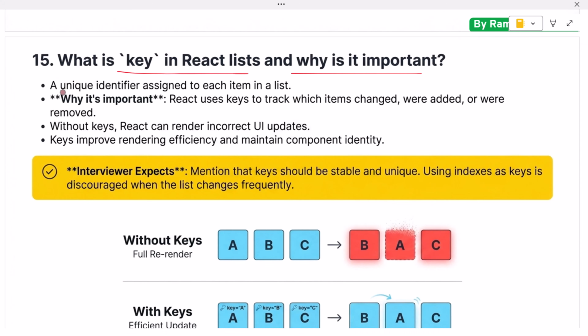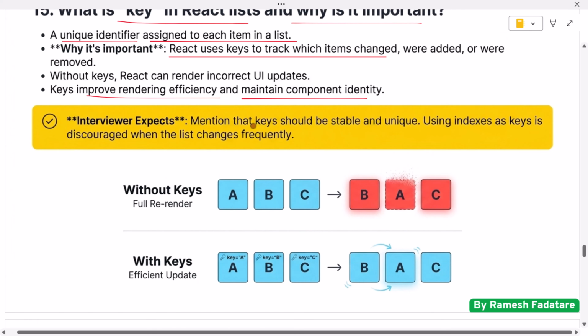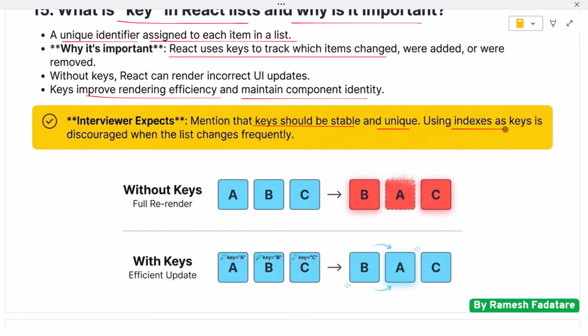A key is a unique identifier assigned to list items. React uses keys to track each element when rendering lists. Without keys, React cannot determine which items changed, were added, or were removed, resulting in incorrect UI updates. Keys improve rendering efficiency and maintain component identity. Interviewers expect you to mention that keys should be stable and unique. Using indexes as keys is discouraged when the list changes frequently.